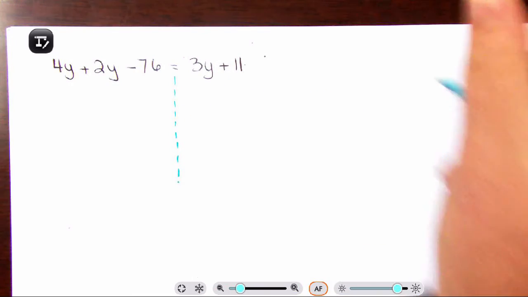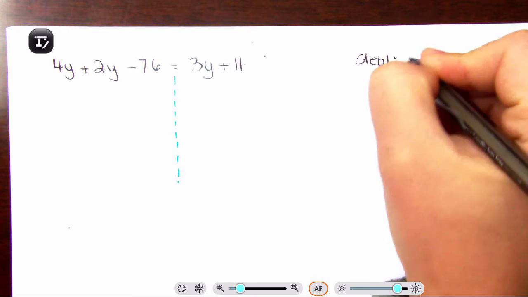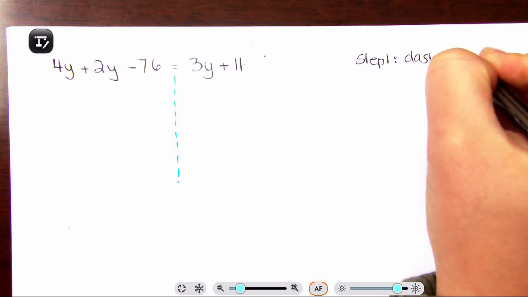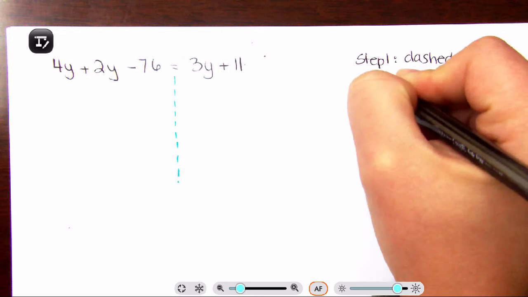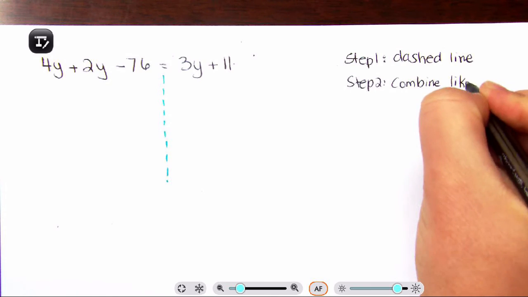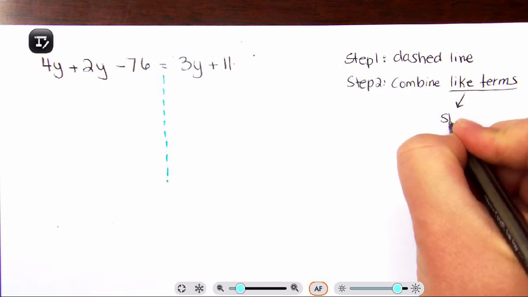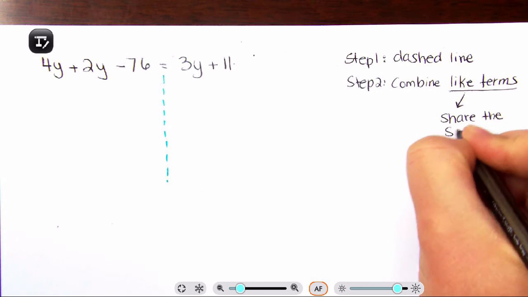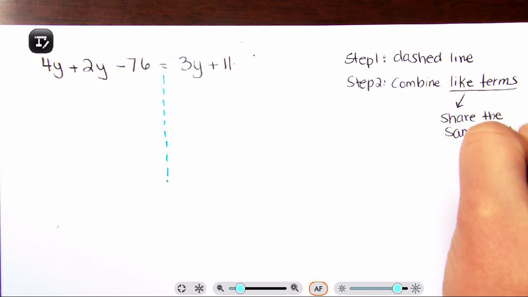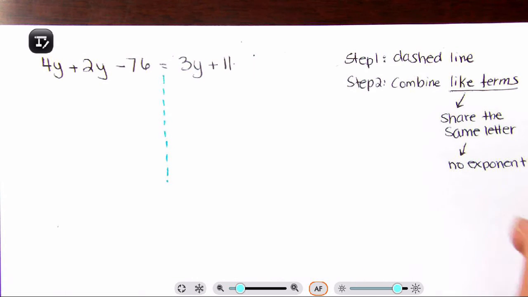Step number 1, always dotted line. Let's use a different marker for that. Step number 2 is going to be combine like terms. So like terms are the ones that share the same letter. And then this one here, no exponents. That means there's not a little number up top. So we're going to combine like terms and see which ones share the same letter.